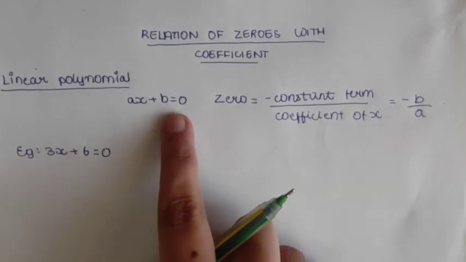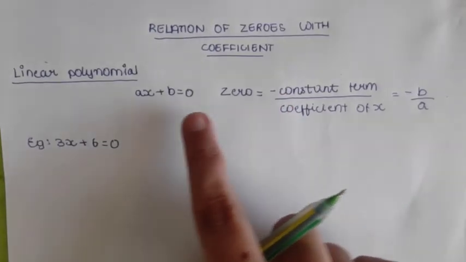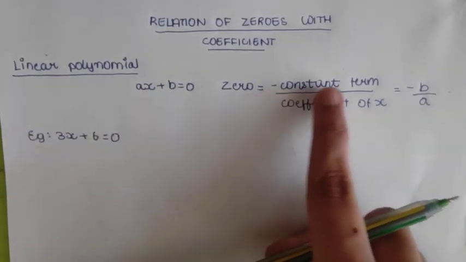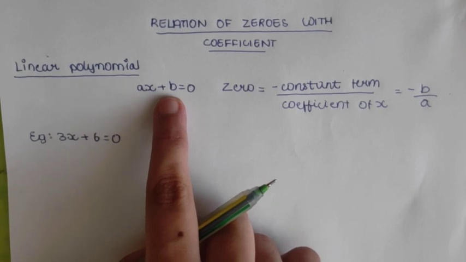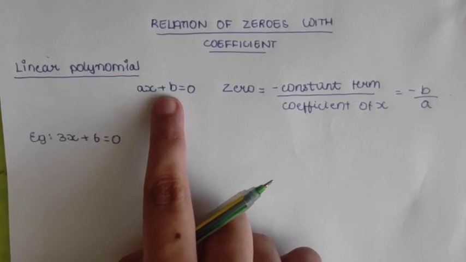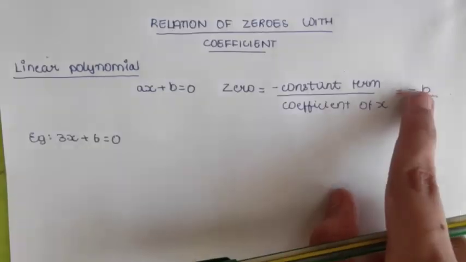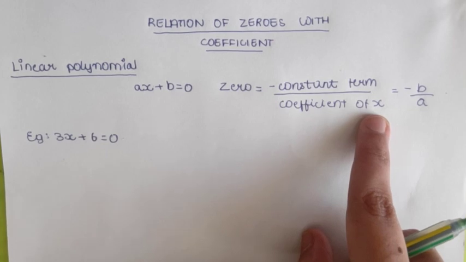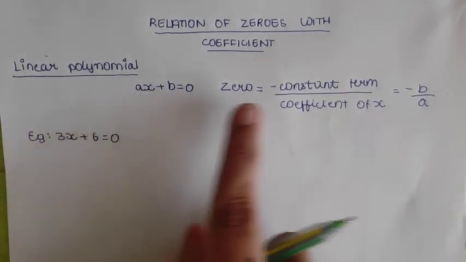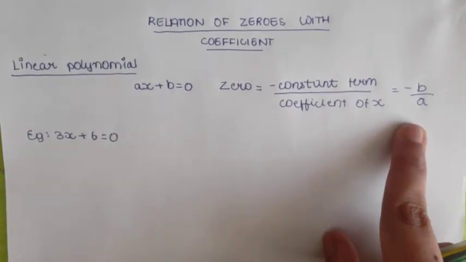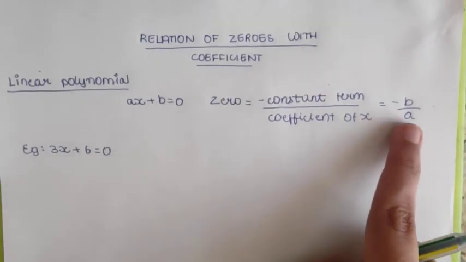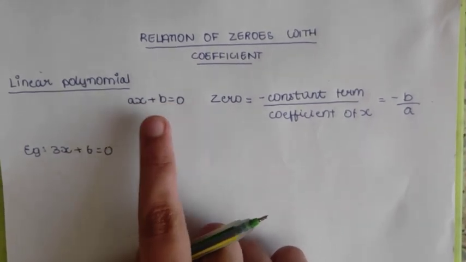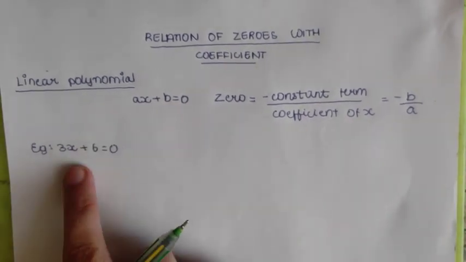When we take this zero, it is the constant term with a minus sign, that is minus b, divided by the coefficient of x. Here the coefficient of x is a, so it becomes minus b by a. They say that this minus b by a is the zero of this equation. How is this possible? Let's see an example for this.